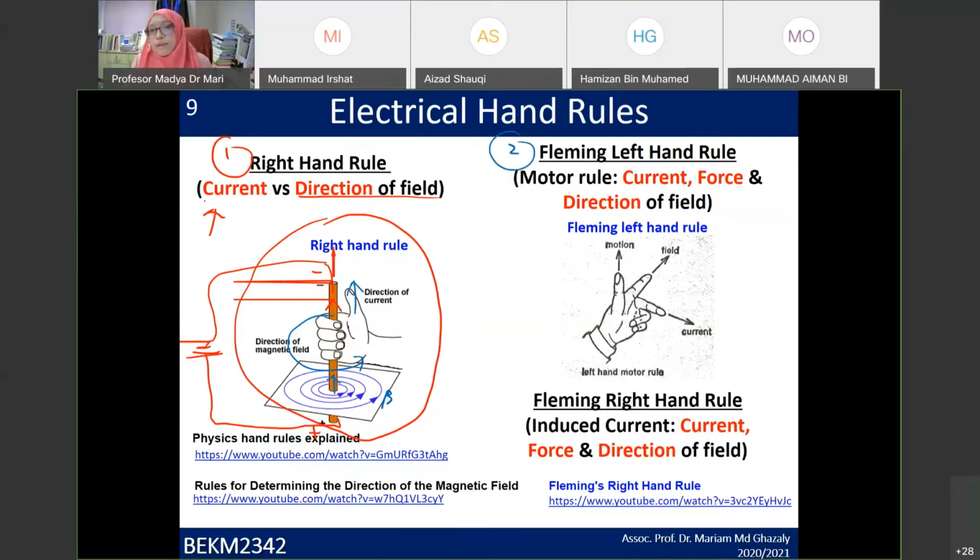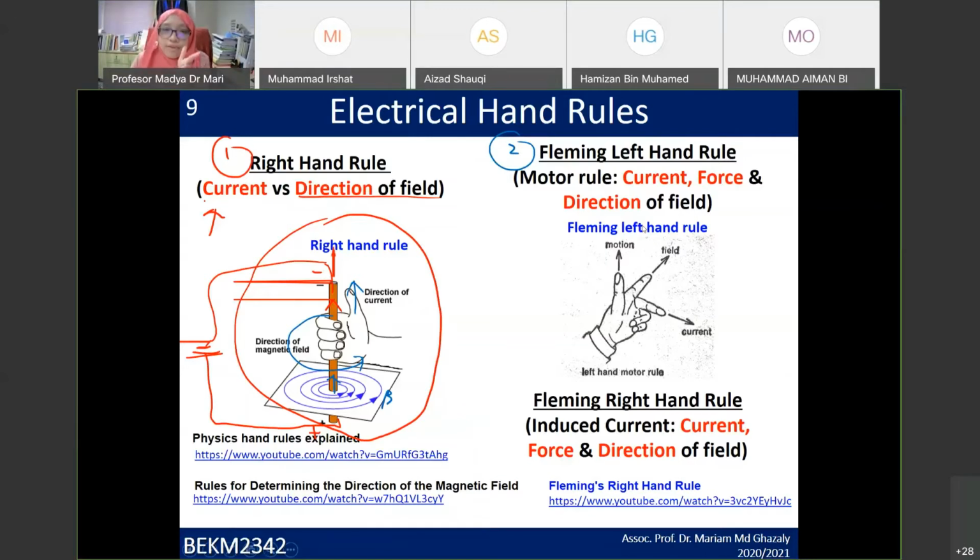We have the Fleming left hand rule. As mentioned, you're going to use your left hand instead of your right hand, and you're going to use three fingers here. Make sure your fingers are 90 degrees to each other. If you see in this slide, your palm is the motion.